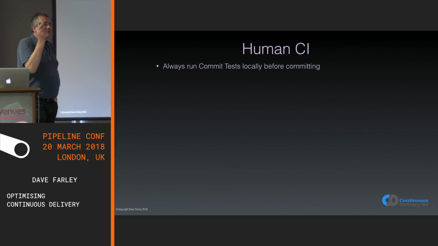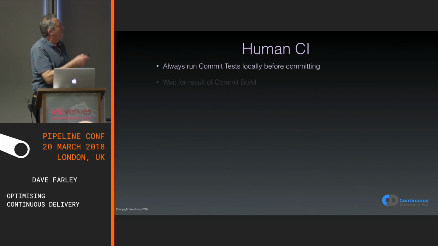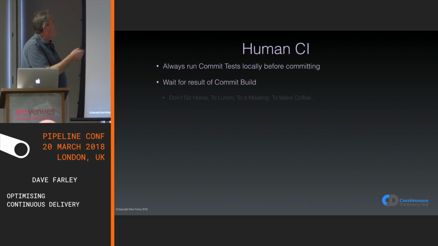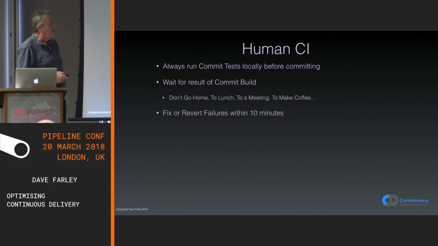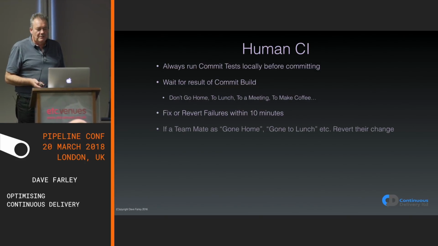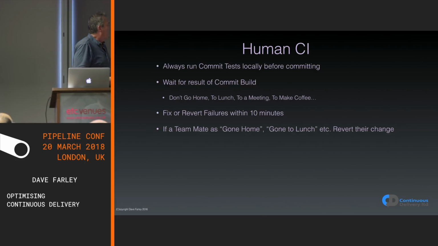And then there's kind of the human continuous integration thing. So we want to run the test locally before committing, wait for the results of a commit build, don't go home, don't go to lunch, don't go to a meeting, and so on and so on. Fix or revert the failures within 10 minutes.